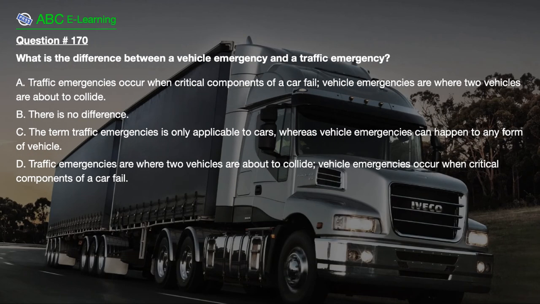Question number 170. What is the difference between a vehicle emergency and a traffic emergency? A. Traffic emergencies occur when critical components of a car fail. Vehicle emergencies are where two vehicles are about to collide. B. There is no difference. C. The term traffic emergencies is only applicable to cars, whereas vehicle emergencies can happen to any form of vehicle. D. Traffic emergencies are where two vehicles are about to collide. Vehicle emergencies occur when critical components of a car fail.